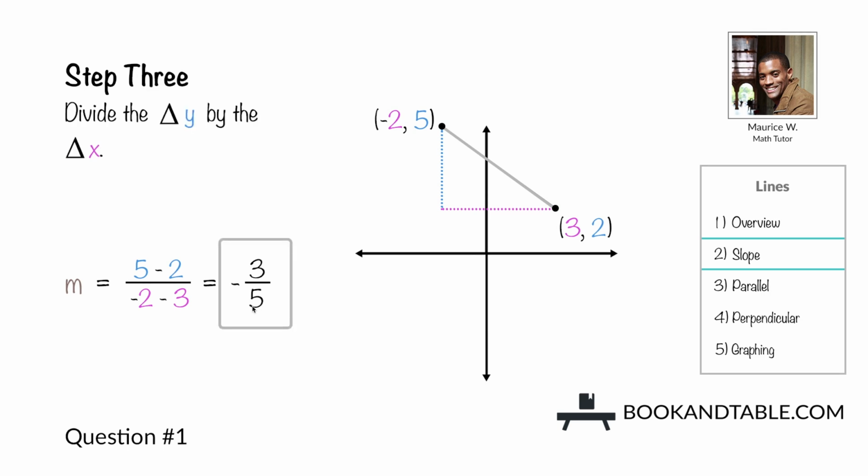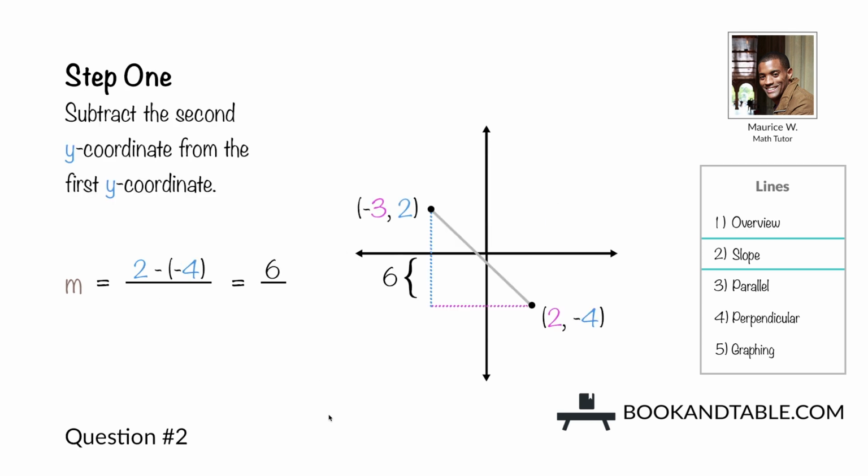And now step 3, divide the change in y by the change in x. 3 divided by -5 gives us -3/5. And we see this line is downward slanting. The second point is below the first point. So we know this slope was supposed to be negative.